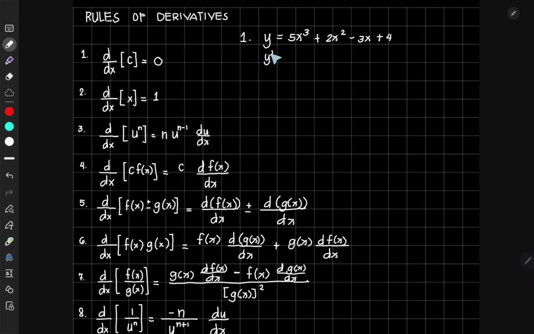So, we have y prime. So, yung derivative, we can write that as y prime or f prime of x or dy over dx. So, since ginamit niya lang naman dito is y, so pwedeng y prime or dy over dx. So, depende kung ano yung gusto nyong gamitin. So, I will just use yung y prime. So, from our rule number 4, pwede natin ilabas tong 5. So, isa-isahin natin each term yung pagkuha ng derivative.